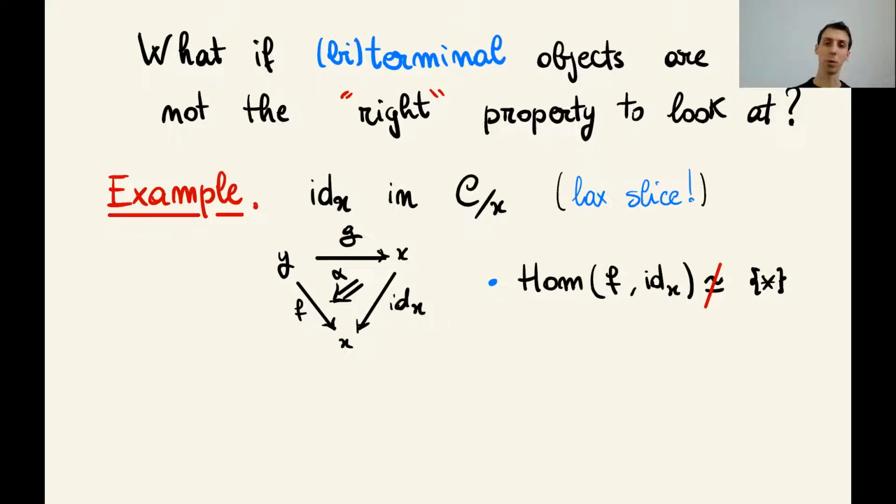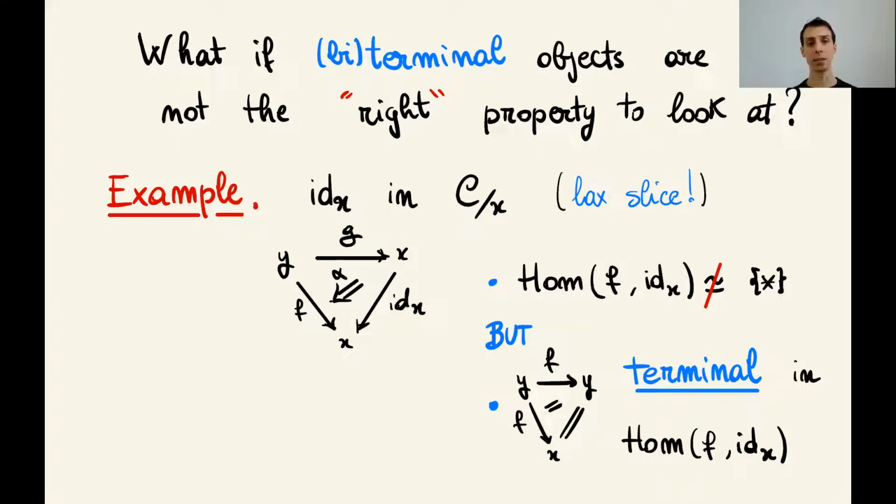But if you play a bit more, what you find is that there is a special one arrow in this slice, which is the one arrow filled with the identity for this f. And this object is terminal in the home category, terminal in the classical standard one categorical sense. So it seems that somehow maybe biterminality is not the right property. Maybe what we want is some categorification of terminality.